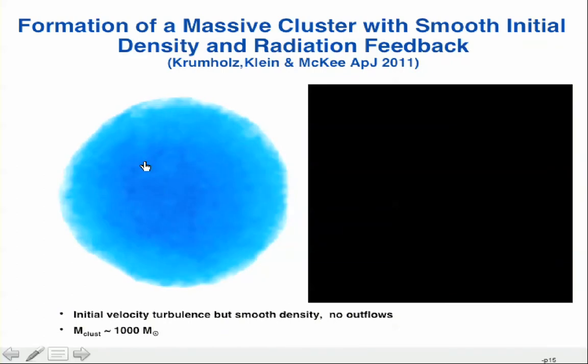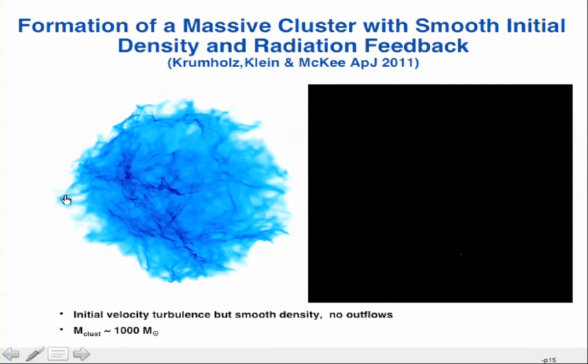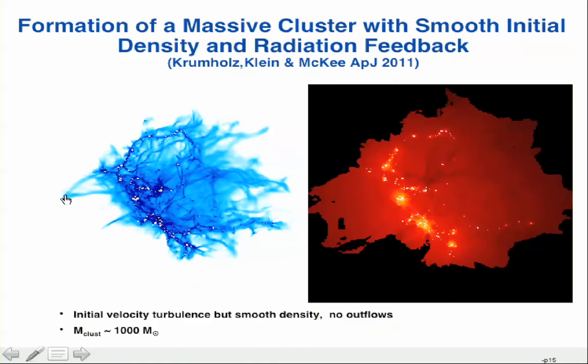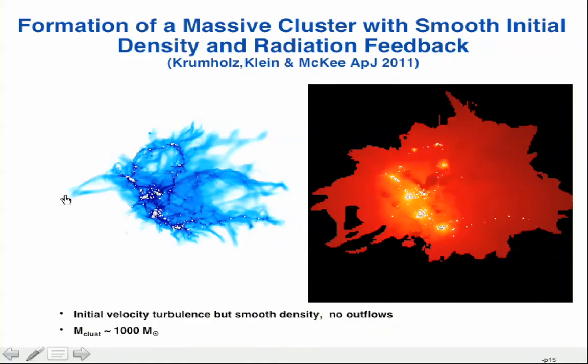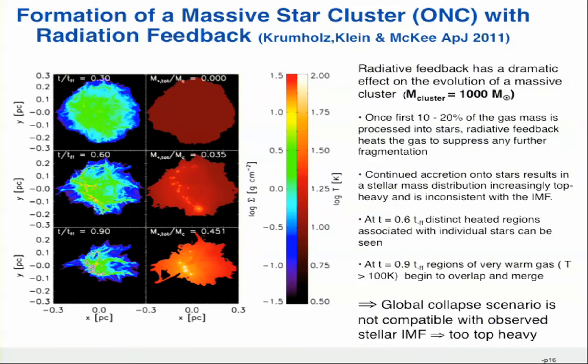As the cloud is actually evolving, we see a network of filaments forming. The cores form within the filaments, collapse and form stars. The stars radiatively put their feedback into the entire cluster. And in this case, and we weren't prepared for this, it overheats the entire cluster. It's too efficient in its radiative feedback. So let's see what I mean by that.